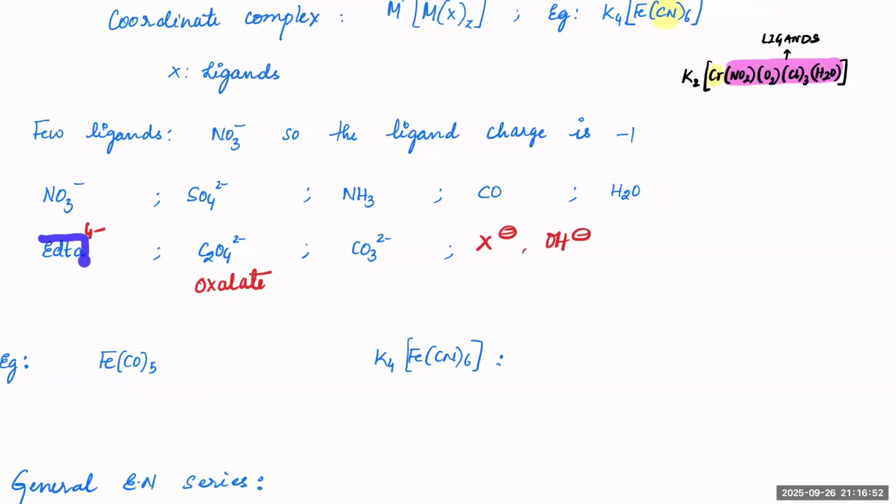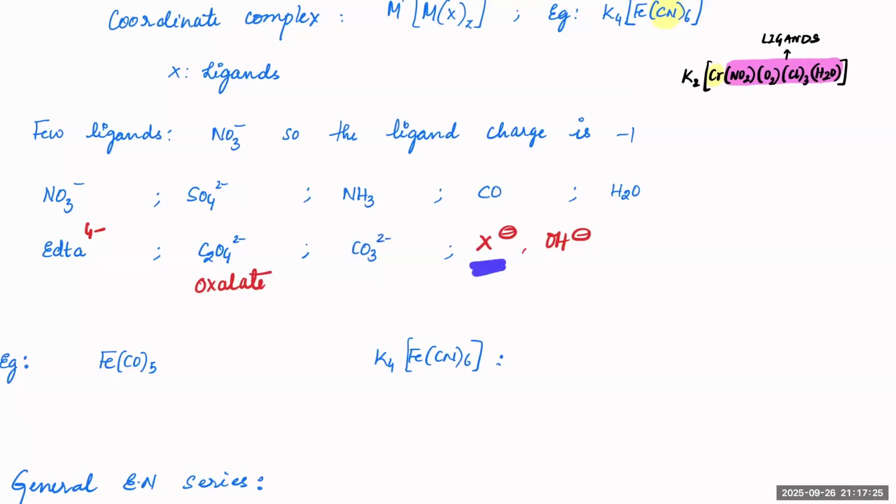If this is the ligand given, EDTA, ethylenediaminetetraacetate, going ahead we have a lot of details to learn about it. As of now, don't worry about the entire name. Remember it just as EDTA. If EDTA is given, you should know in the back of your mind that its overall charge will always be 4 minus. Similarly, when you have oxalate, C2O4, automatically you should know it is 2 minus. Carbonate, CO3, should always be 2 minus.